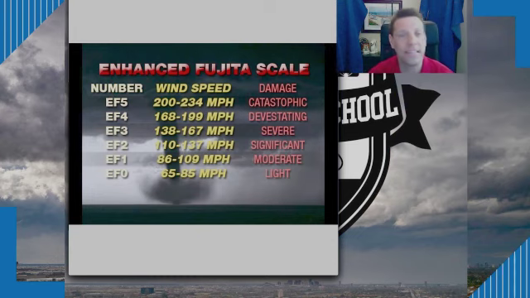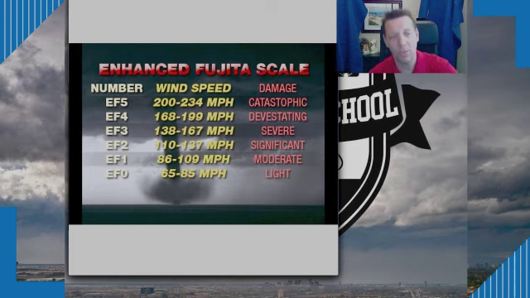All right, moving on to the Enhanced Fujita scale. Now this is the scale. It has been tweaked. It was originally just the Fujita scale, but it has been retooled with the advancements of science. And here are the new numbers, EF0 to EF5, and you can see the wind speeds. That EF5, 200 to 234 miles an hour, and you can see in the damage category there, catastrophic.